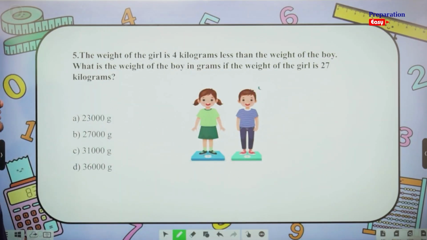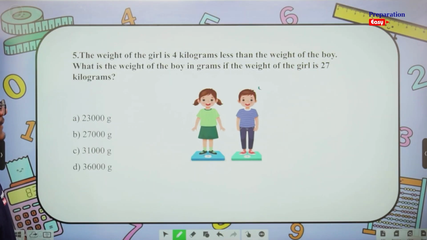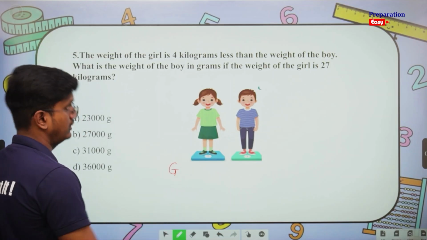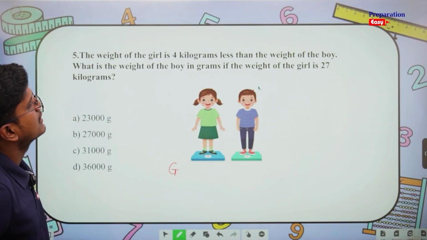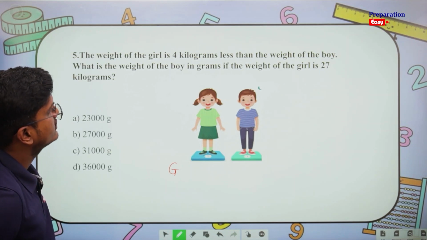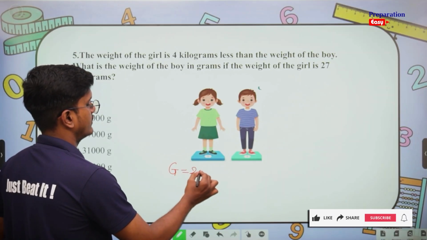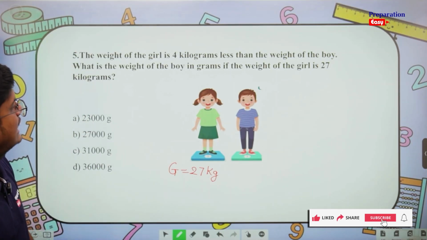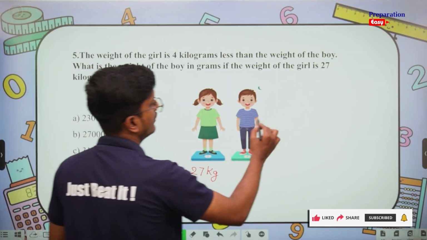Let's move further. The weight of the girl is 4 kilograms less than the weight of the boy. What is the weight of the boy in grams if the weight of the girl is 27 kilograms? So the weight of the girl is given as 27 kgs, and they are asking what is the weight of the boy. We want to find the weight of the boy.